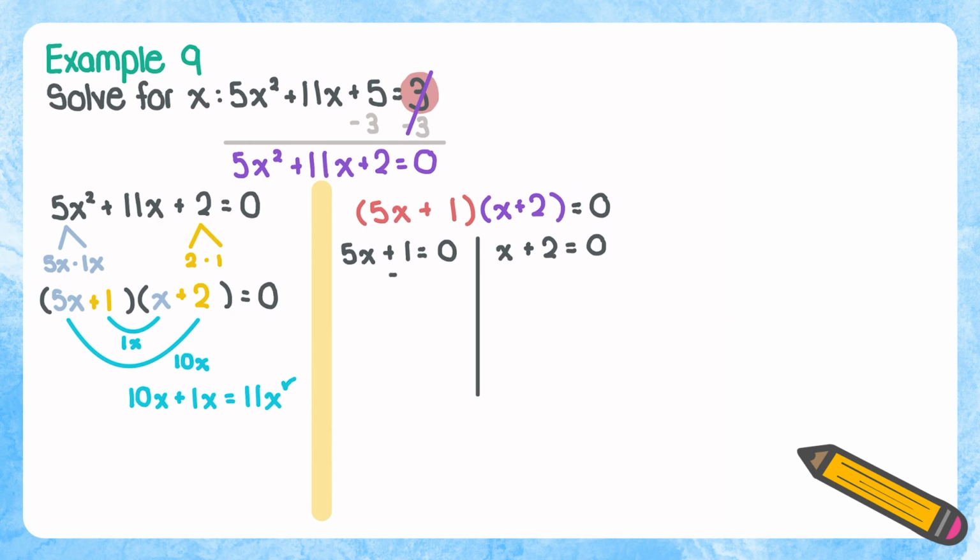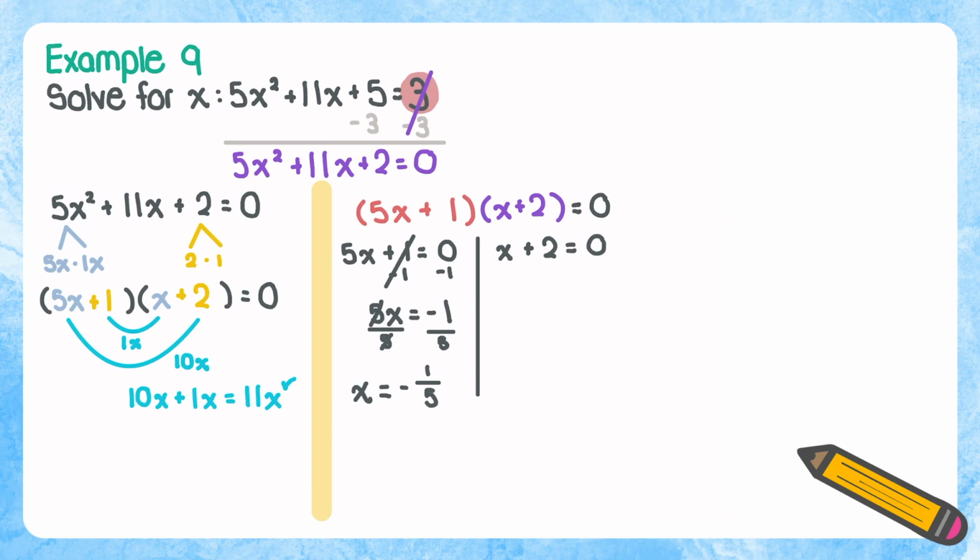So for the 5x plus 1 equals 0, first I subtract 1 from both sides. And so I'm left with 5x equals -1. Be careful about that negative. I'm going to divide both sides by 5. And I'm left with x equals -1 over 5.